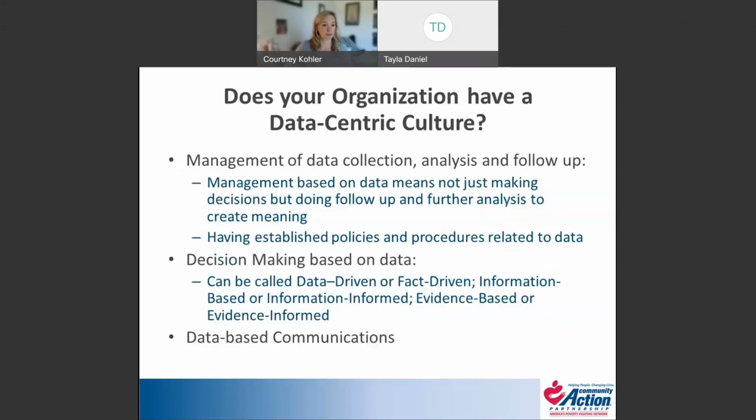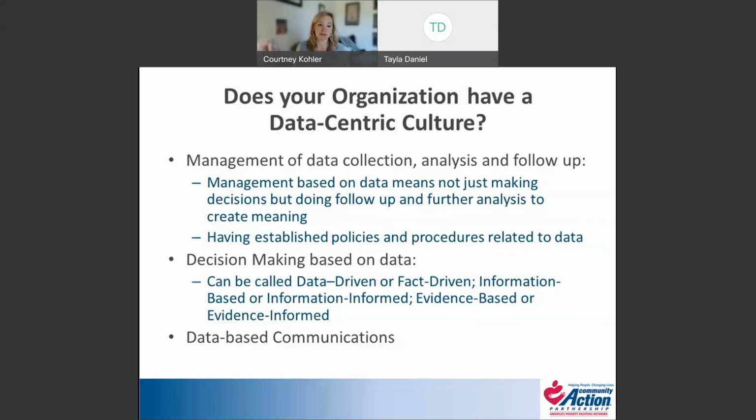So whenever we're talking about a data-centric culture, these are some of the elements that we might think of. They're not all of them. There might be other elements or features that are shown through the organization. But some of these things that are listed here on your screen might describe what you might see in an organization that is data-centric. So you might see that management of data collection, analysis, and follow-up is being done.